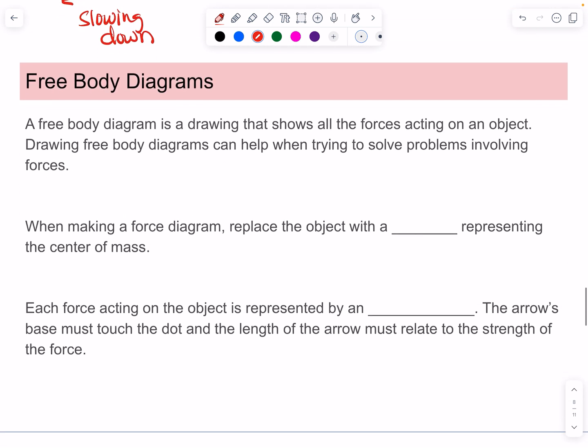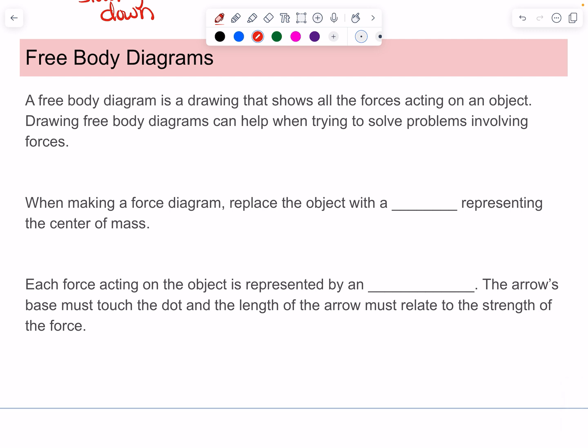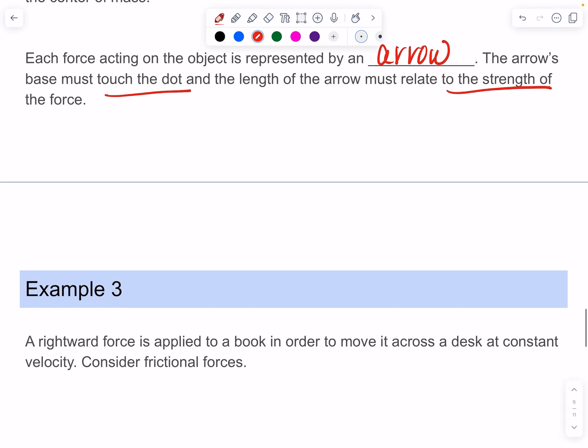So the best way to figure out what the net force is, or the best way to visualize it at least, is by drawing a free body diagram. A free body diagram is a drawing that shows all the forces acting on an object. And they can help with trying to solve problems involving multiple forces. When making a force diagram, you'll replace the object with a dot, representing its center of mass, and each force acting on the object is represented with an arrow. The arrow's base must touch the dot, and the length of the arrow must relate to the strength of the force. So let's do a couple examples of that.